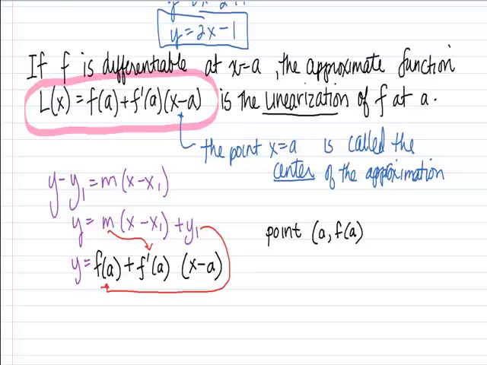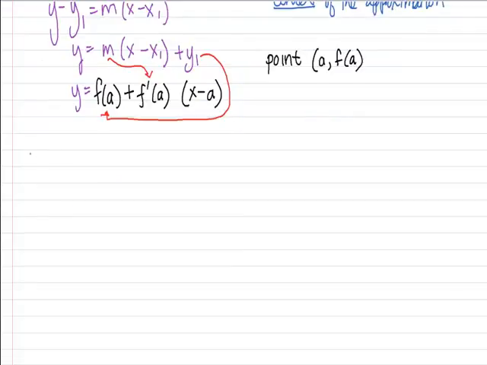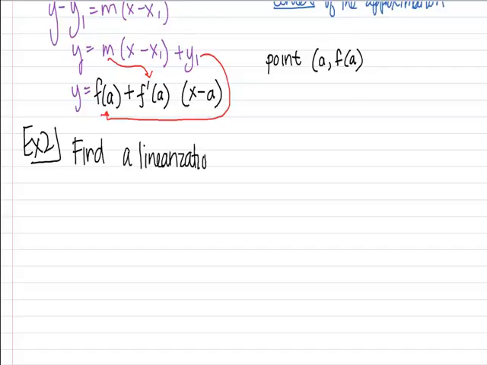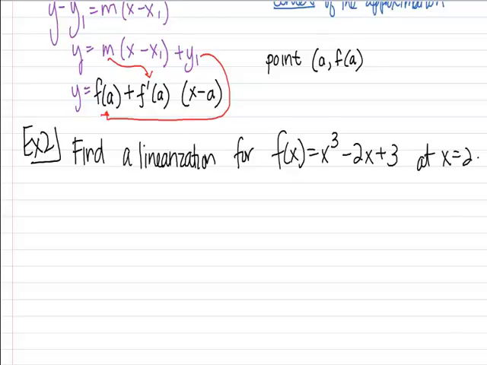So what we're going to do now is find a linearization for f of x equals x cubed minus 2x plus 3 at x equals 2. So how do we start this off? We need to find f prime of x, and since f of x is given, to take the derivative, we have 3x squared minus 2.